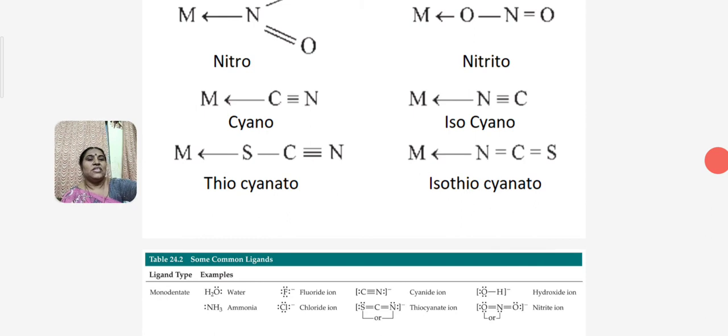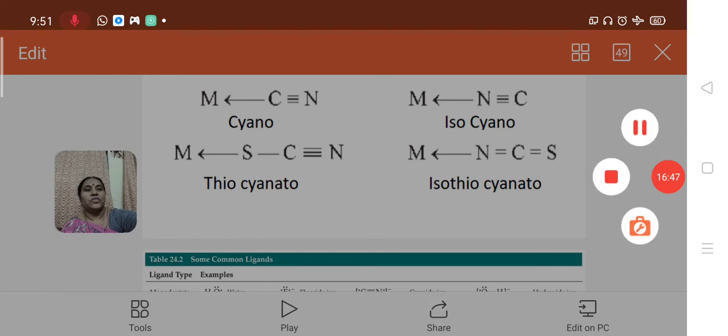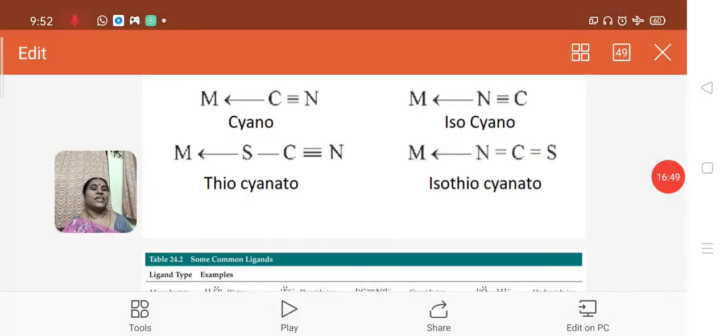Now you can see the next ligand, thiocyanato ion, SCN- ion. This can ligate with the central metal atom through a sulfur atom or through a nitrogen atom. If it ligates through the sulfur atom, it is called thiocyanato ion, and if it ligates through nitrogen, it is called isothiocyanato ion.